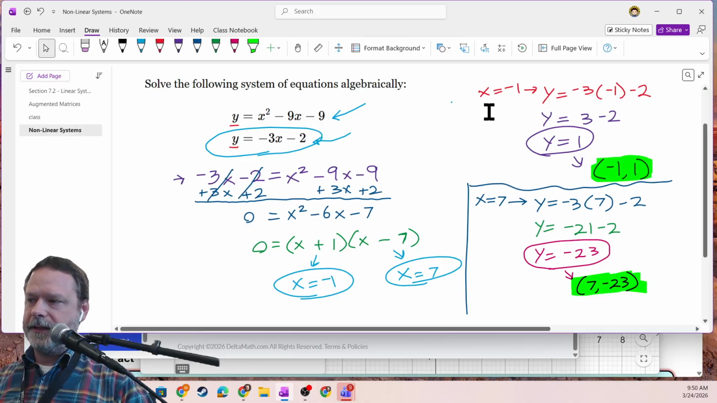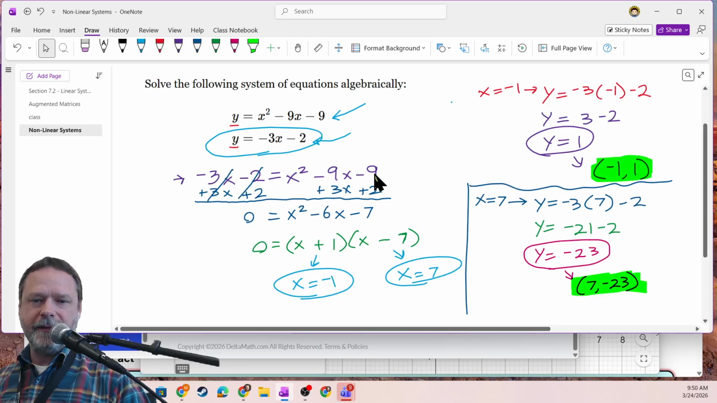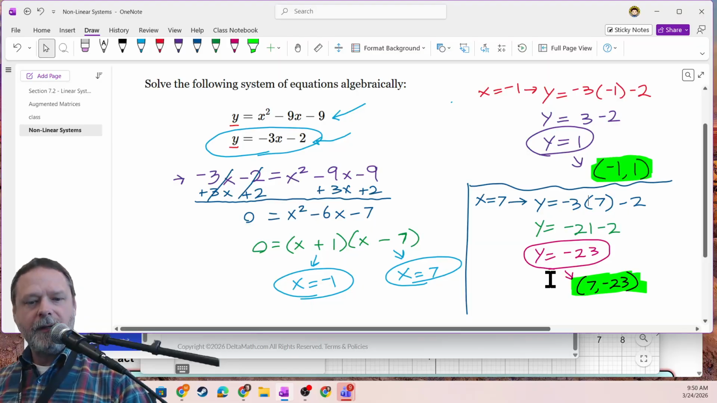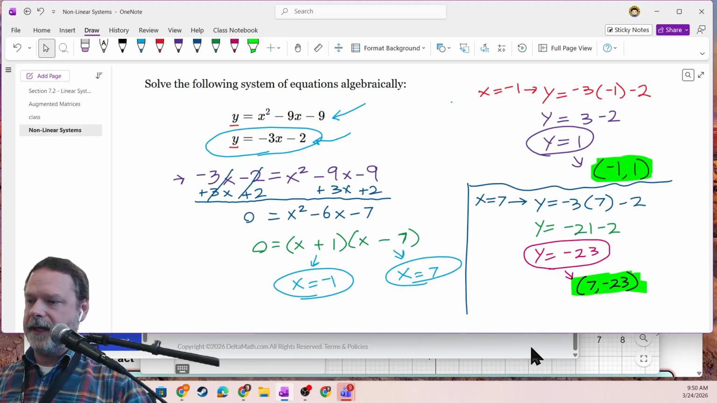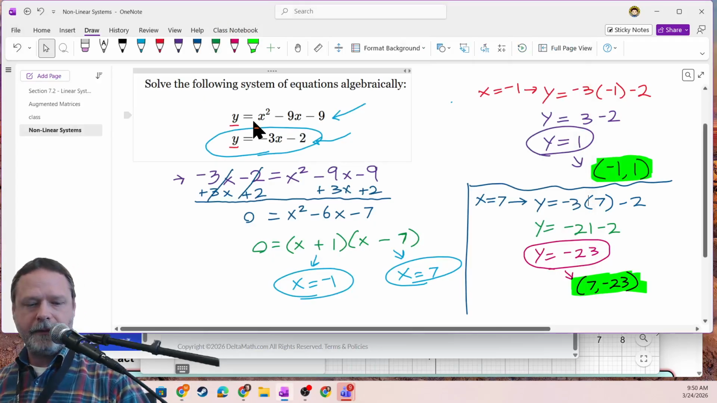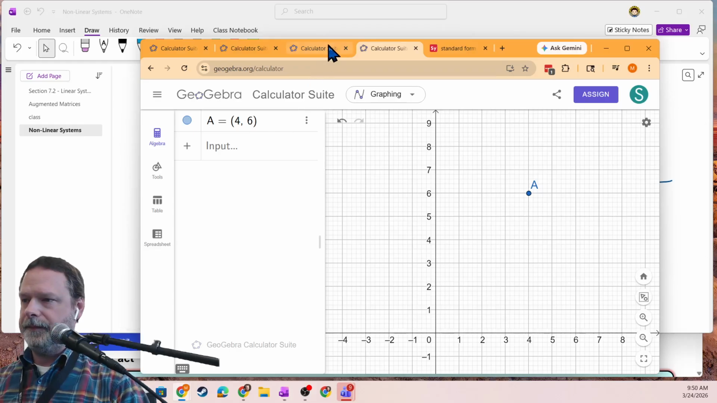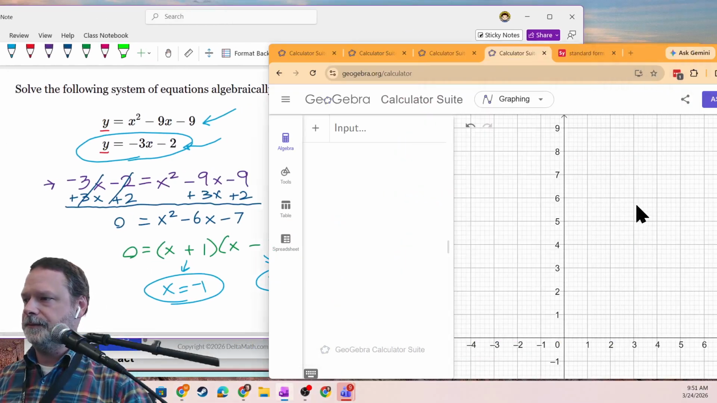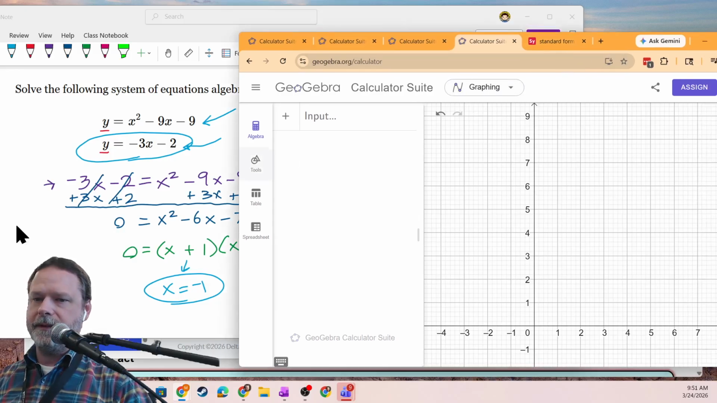And if you want to check your solutions with technology, there's a couple ways to do it. A graphing calculator is kind of a nice way with something simple like this. So let's go ahead and do that. Let's take a look at our graphing calculator. We had two equations here. We'll just plug those in.